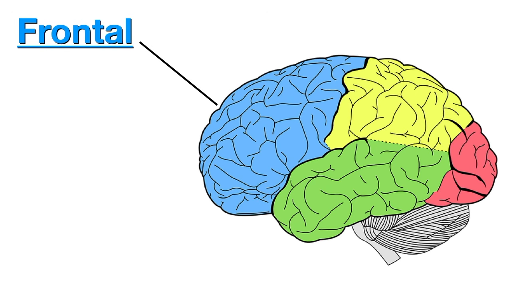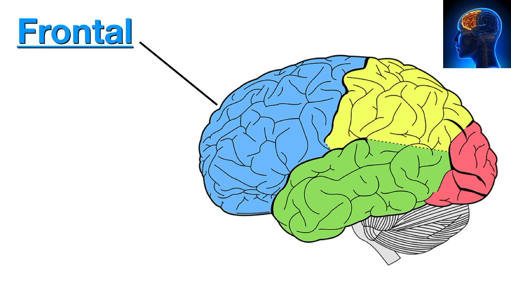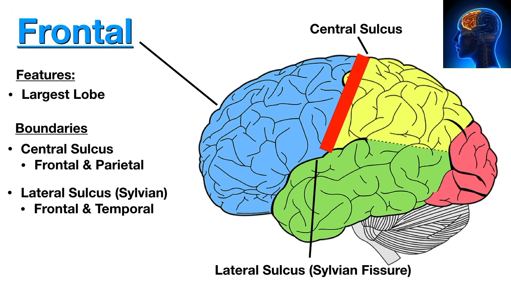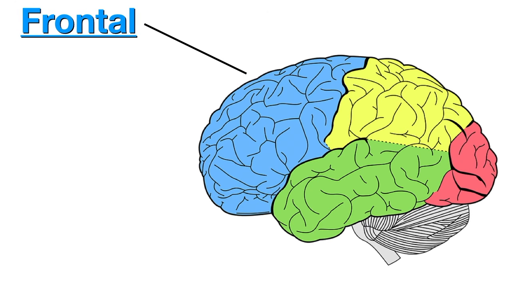As the name suggests, the frontal lobe is located in the front of the brain. The frontal lobe is the largest lobe in the cerebral cortex. There are a couple boundaries that separate the frontal lobe from the parietal lobe in yellow and the temporal lobe in green. The first one is the central sulcus. This is the sulcus or groove that will separate the frontal lobe from the parietal lobe. The second one is the lateral sulcus, also known as the sylvian fissure, and this will separate the frontal lobe from the temporal lobe.